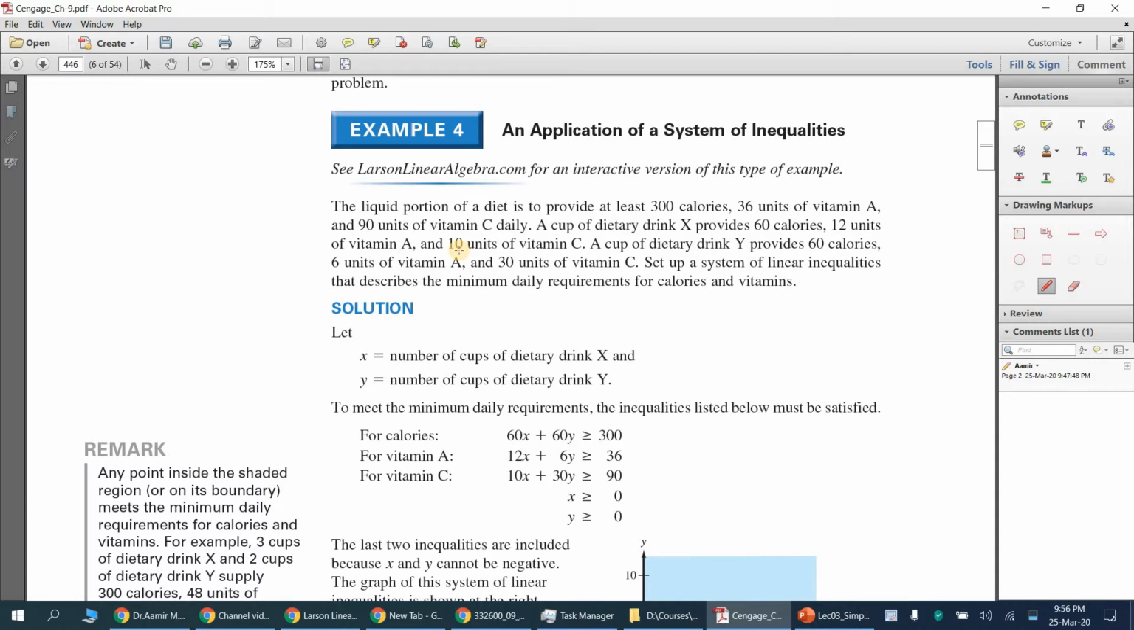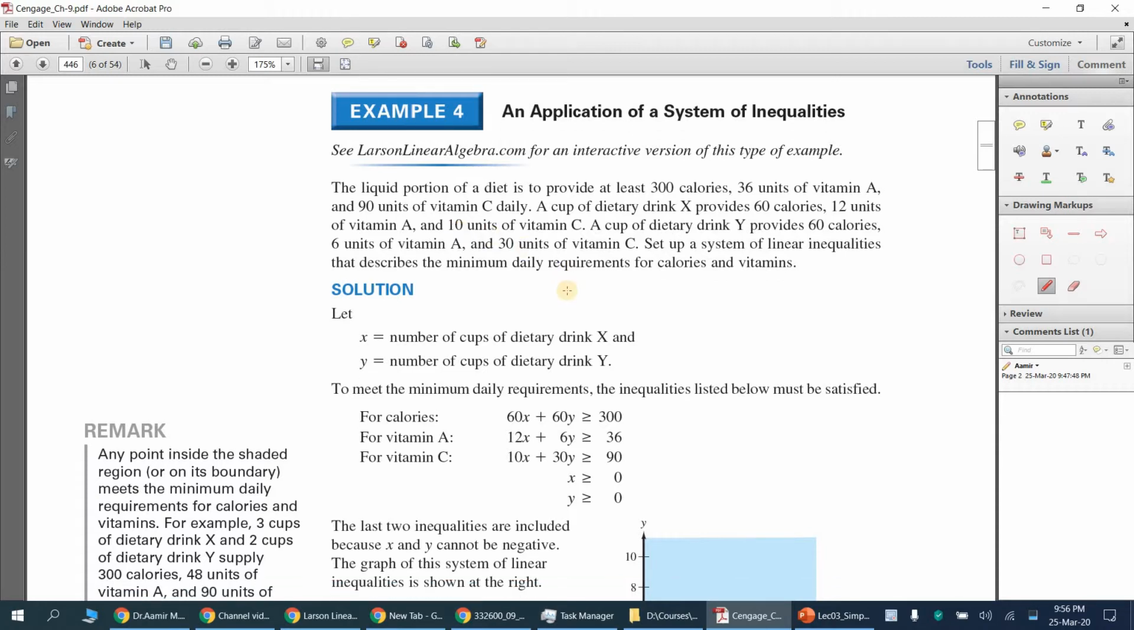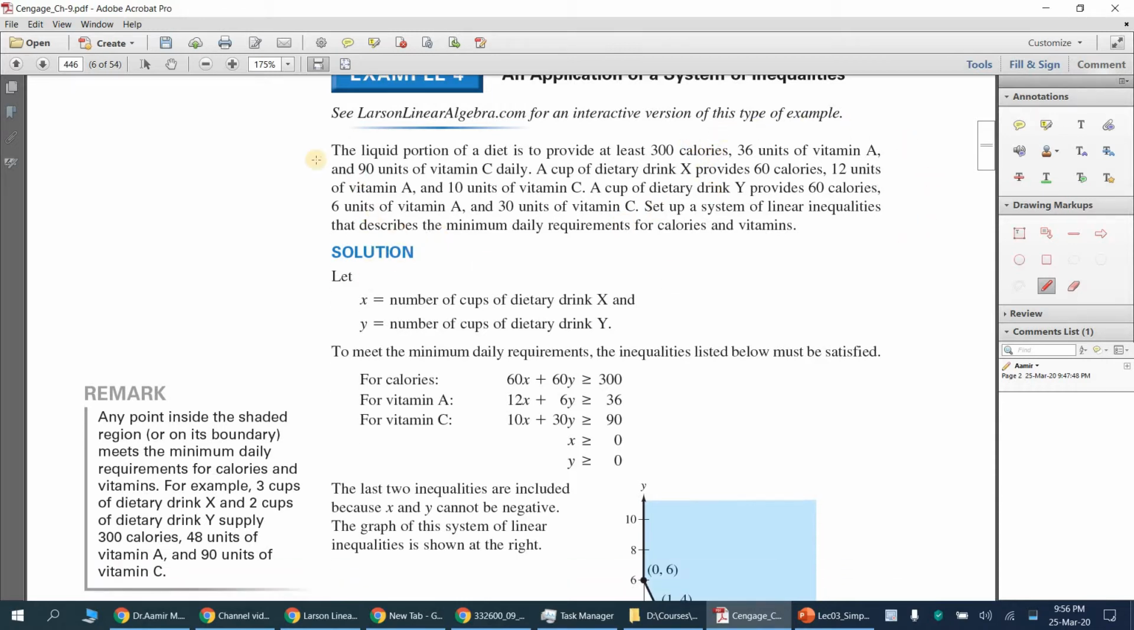So you need to set up a system of linear inequalities, and then you need to describe the minimum daily requirements. This can be a typical exam question that I gave you before. Something like this can come, where you are asked a question in a paragraph, and then you need to transform this into a set of linear equations. Before you start solving the problem, you have to clearly define your variables. Without defining variables, you will lose a lot of marks. Be careful. So here you define variables x and y.